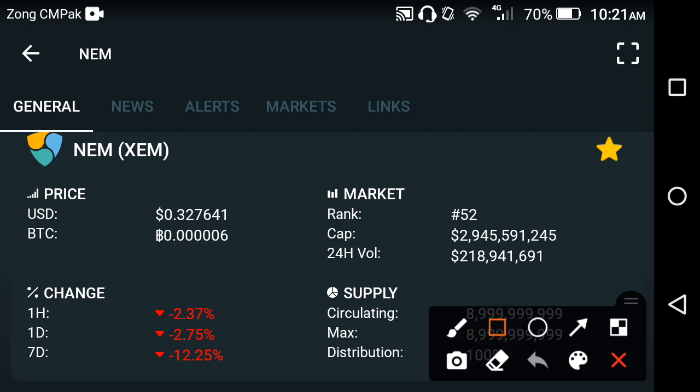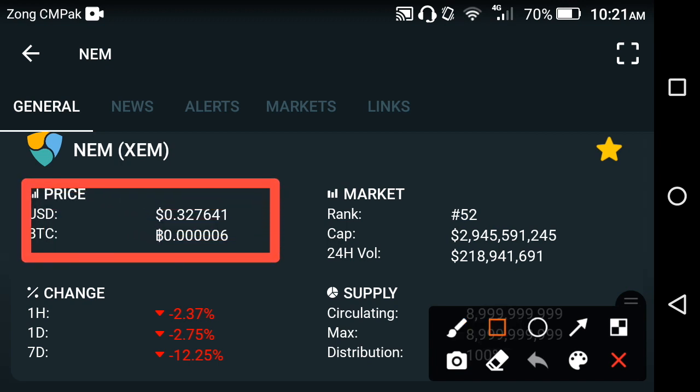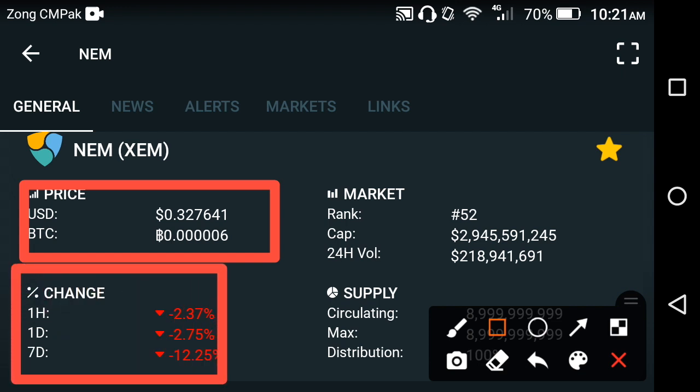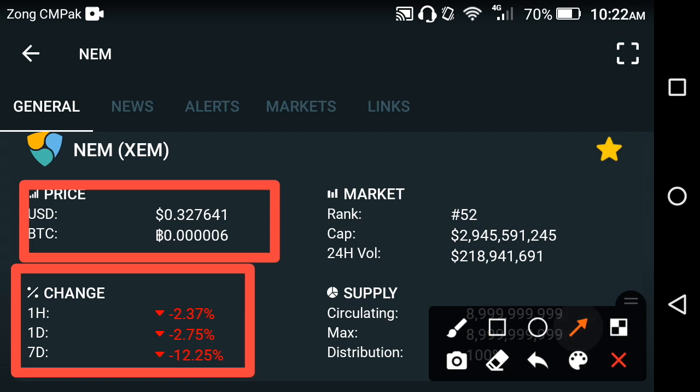If we talk about the current price of XEM coin, the current price is about 0.327641 USD, friends. Now if we talk about the price change at this time in XEM coin, the last 1 hour change is negative, last 1 day change is negative, last 1 week change is negative, friends.